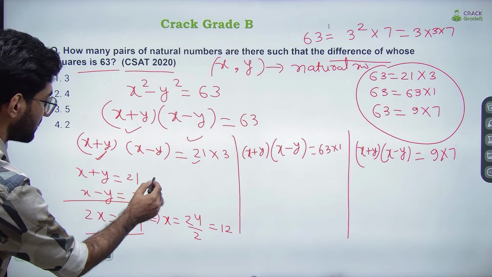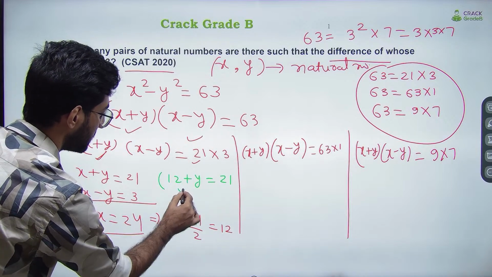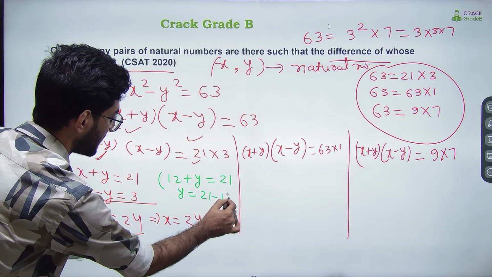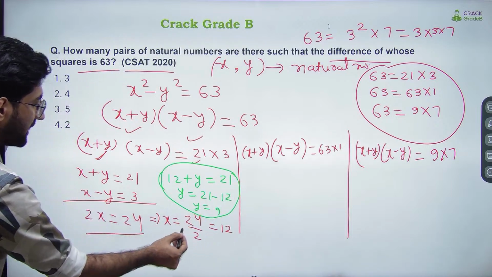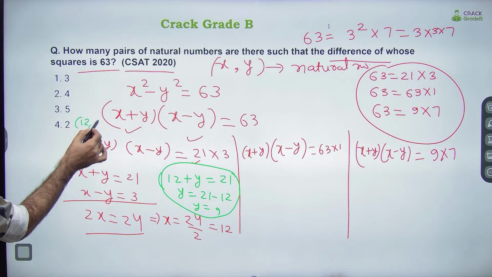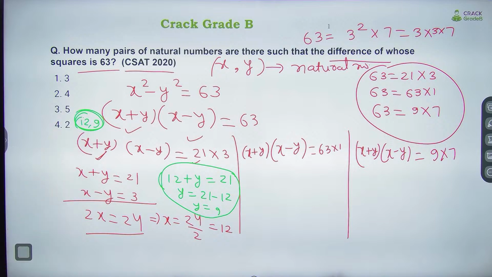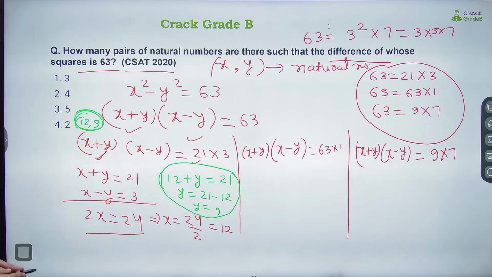So 12 plus y equal to 21. So y equal to 21 minus 12. So y equal to 9. So you have found one pair. One pair is 12 and 9. The value of x is 12 and the value of y is 9.